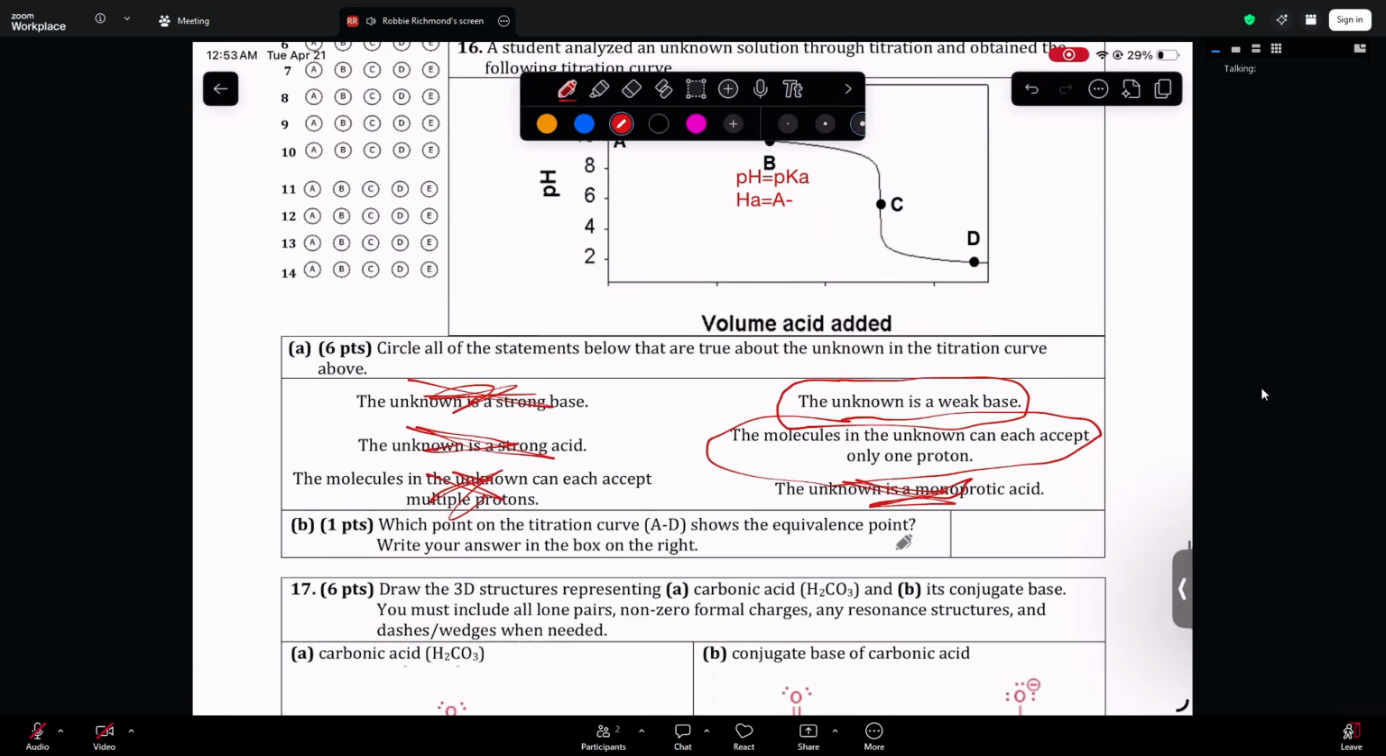All right, and then part B, which titration point shows equivalence. We already talked about this. This is going to be point C, where the inflection is at the most vertical here. So that was a very ugly C.